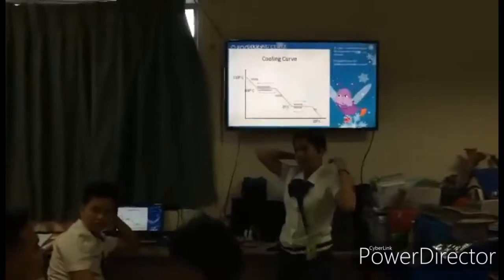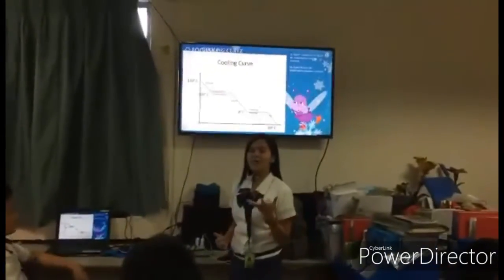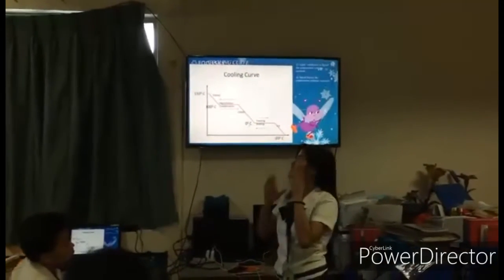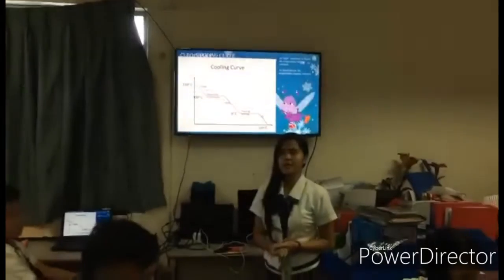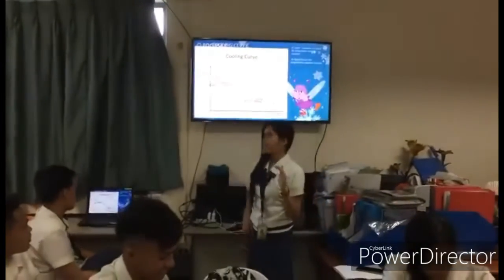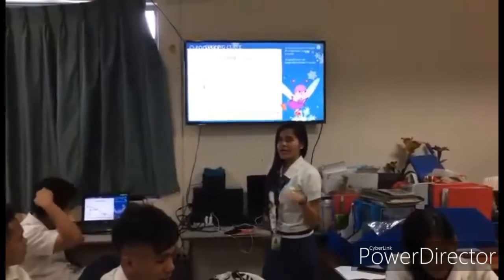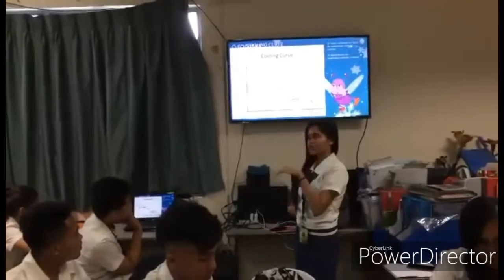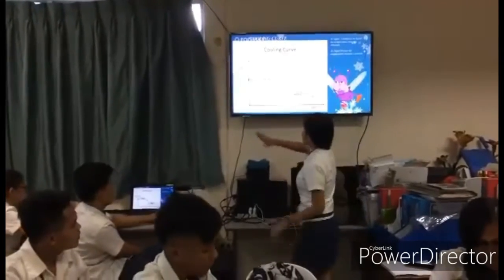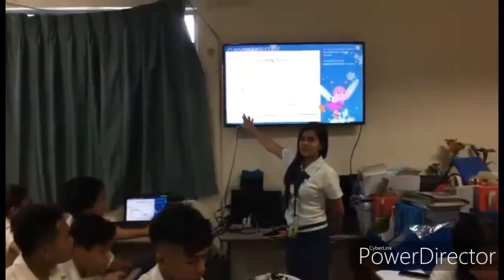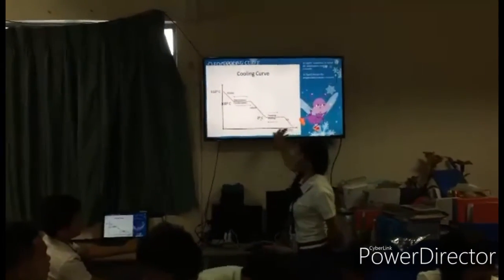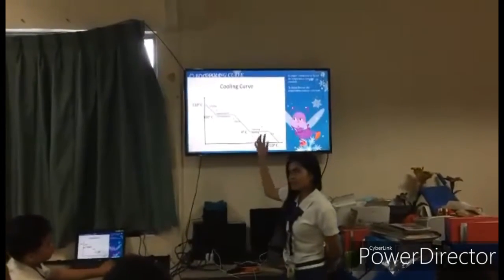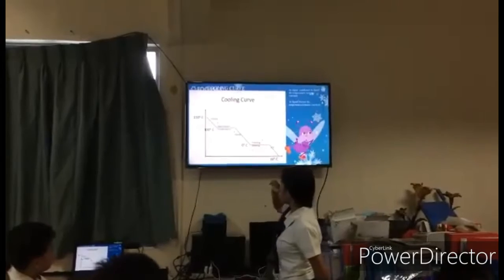Now I am going to discuss the cooling curve. A cooling curve is a line graph that represents the change of phase of matter, specifically from gas to liquid or liquid to solid. So the y-axis represents the temperature, and the x-axis represents the heat as it decreases.